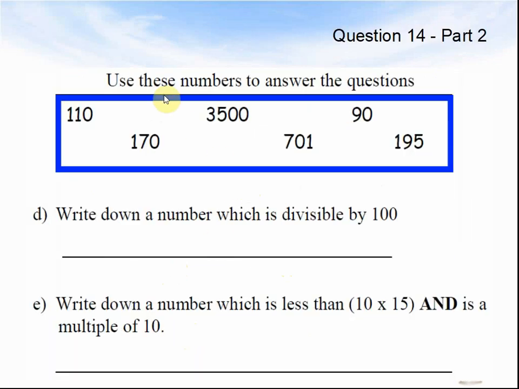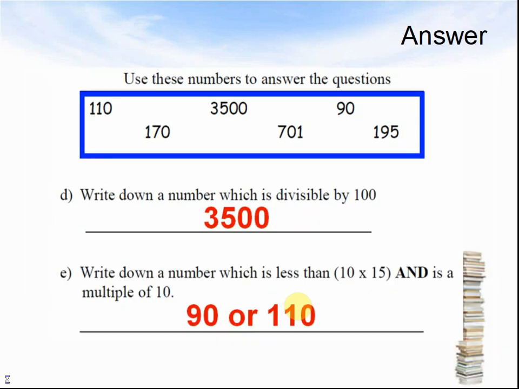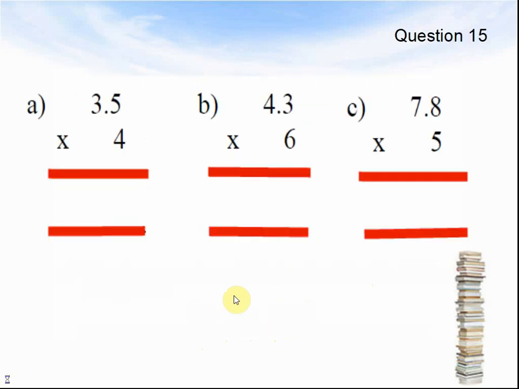Question 14, part 2. Use these numbers to answer questions. Write down a number which is divisible by 100. Write down a number which is less than 10 times 15 and is a multiple of 10. Pause the video until you are ready for the answers. Here come the answers. The answers are: number divisible by 100, 3,500. 10 times 15 is 150, so 90 and 110 are smaller than this number and a multiple of 10.